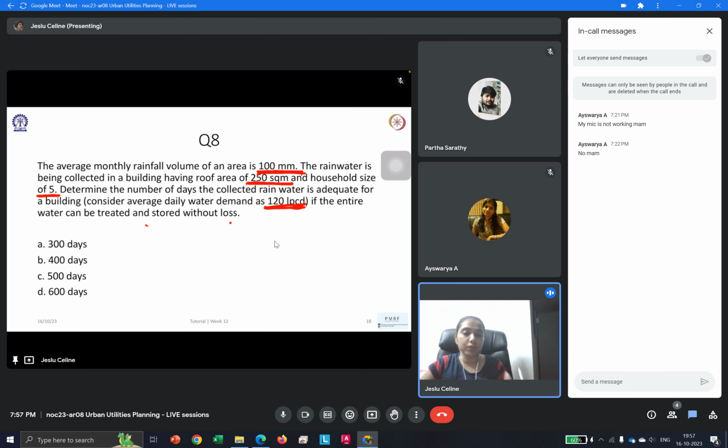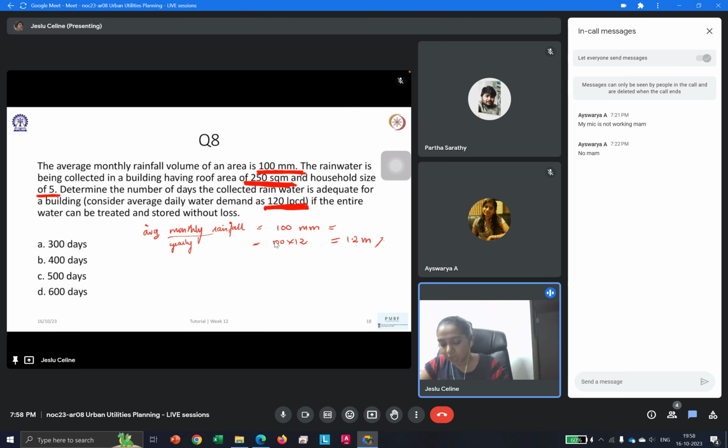So which means, if 120 liters per capita per day is required, for how many days will the rainwater harvested through this 250 square meter rooftop last? Essentially that is the question. So let's take the information which is given. We have the average monthly rainfall, which is 100 millimeters. This is monthly, so I'll just make it yearly and then convert. Yearly it will be 100 into 12 millimeters. Converting it into meters, it would be 1.2 meters.